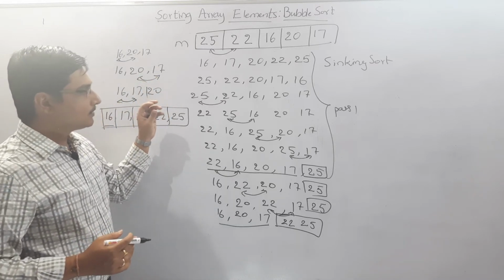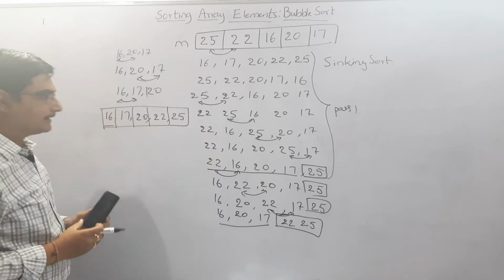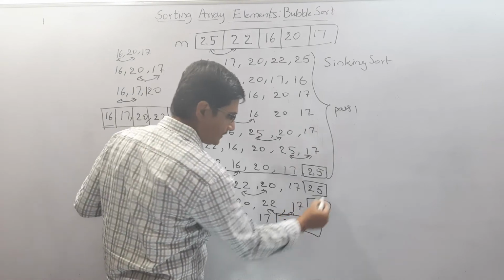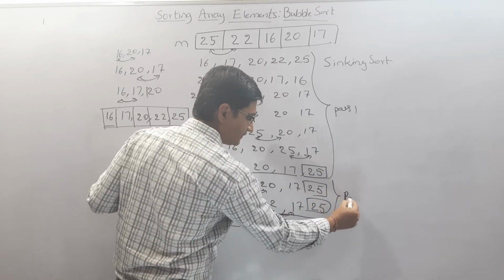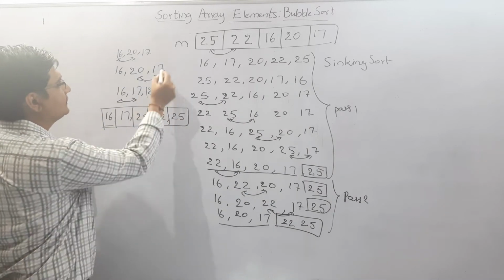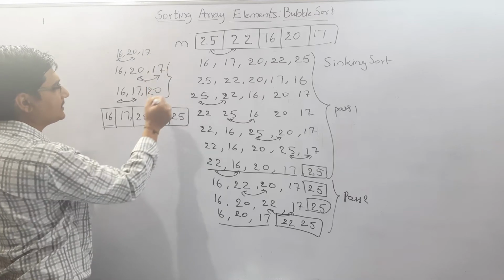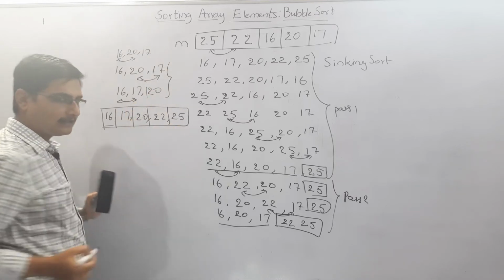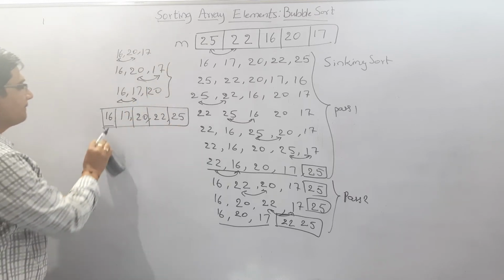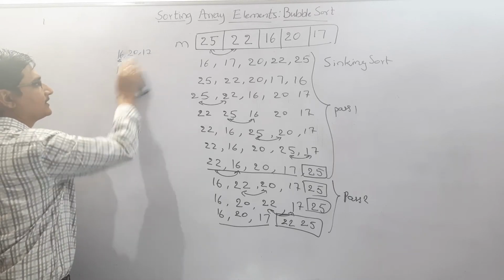So how we can develop a program for this, that is the next task. See that this is the second pass. In pass 2 we have got 2 elements sorted, then this is the third pass, then this is the last pass, the fourth pass, right? So let us try to develop a function for this.